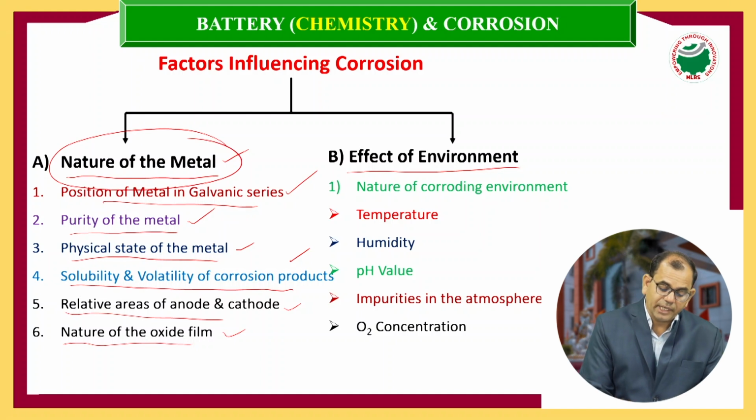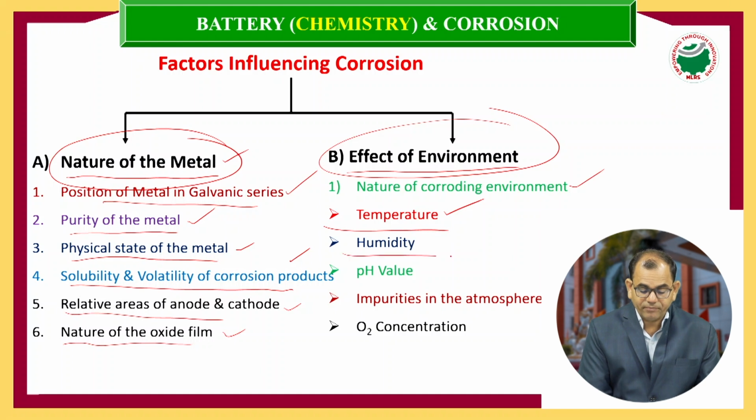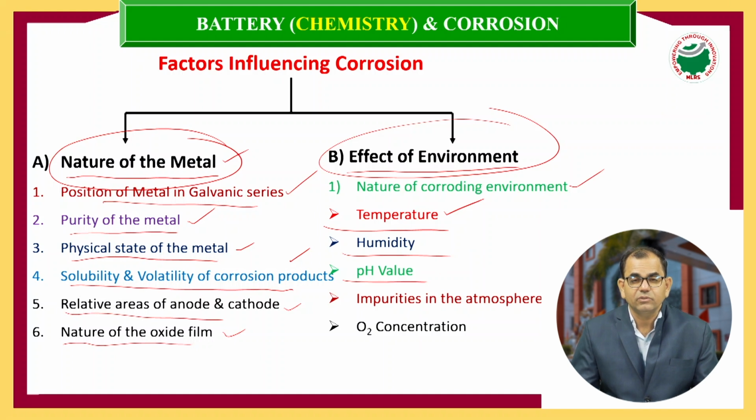Now the second factor is environmental factors. First is the nature of the corroding environment, then temperature, how corrosion is related to temperature, and then humidity, a moist atmosphere, and then pH value. How is corrosion related to pH: acidic, neutral, basic pH? In these acidic, basic, neutral pH conditions, which one is more detrimental for metallic corrosion? That comes under pH value. Then impurities in the atmosphere, and finally oxygen concentration. The more the oxygen concentration, the more the corrosion rate.